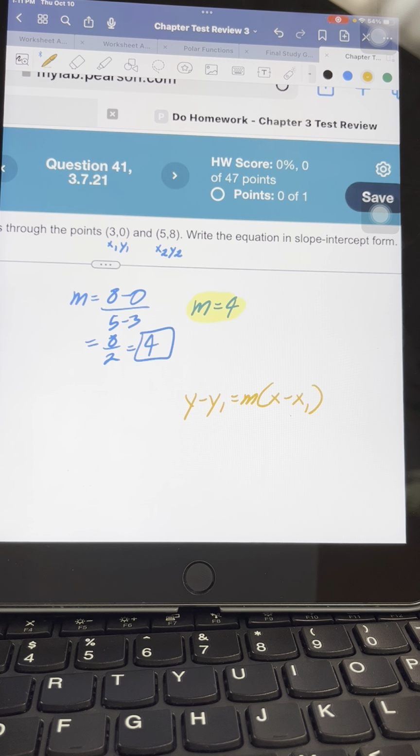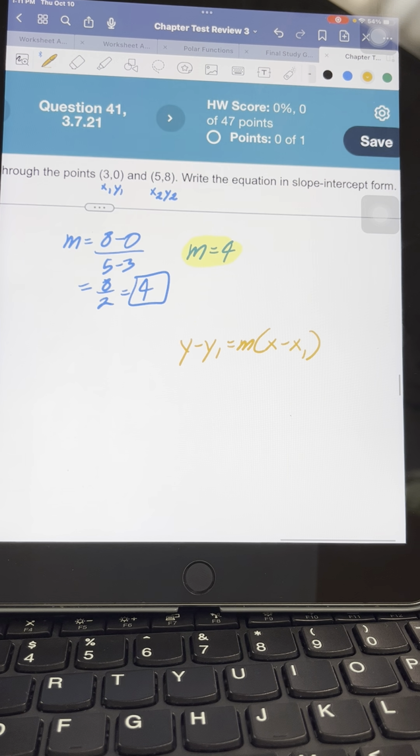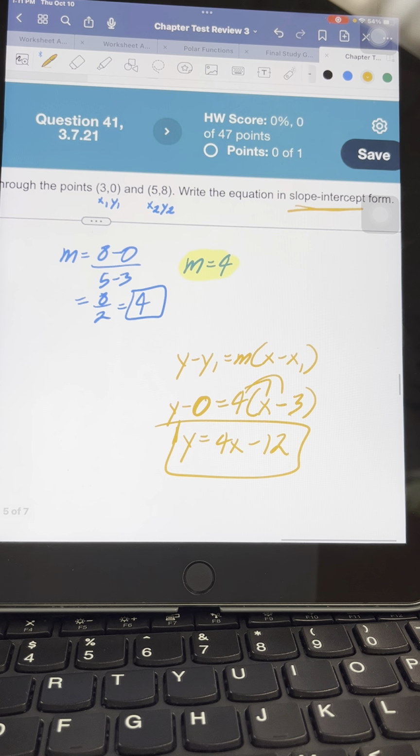We don't care. I'm going to choose 3, 0 because it's a lot easier, right? So I'm going to put y minus, what's my y1? 0 equals m, which is 4, times x minus 3. So now this y would just be y, so we're almost done. 4x, and now this would be negative 12, and that's our final answer. That is in what format? Slope-intercept form, right? Which is how we wanted it. So this is my final answer.